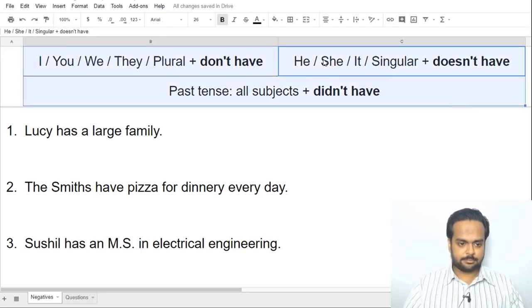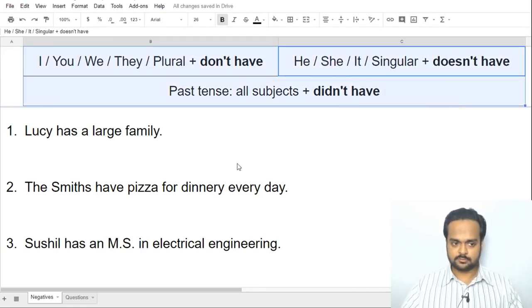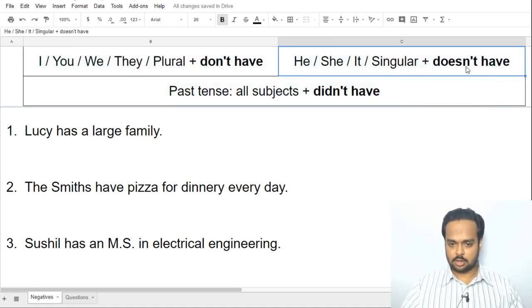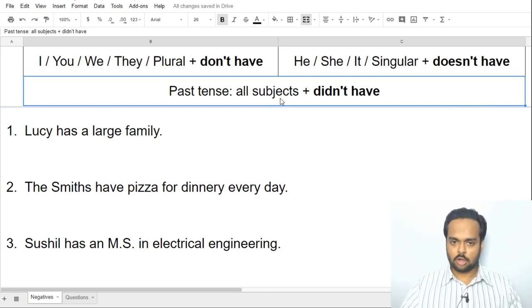Up here on the top, I have the rules for making negatives. I, you, we, they, plural, don't have. He, she, it, singular, doesn't have. Past tense, for all subjects, you just say, didn't have.